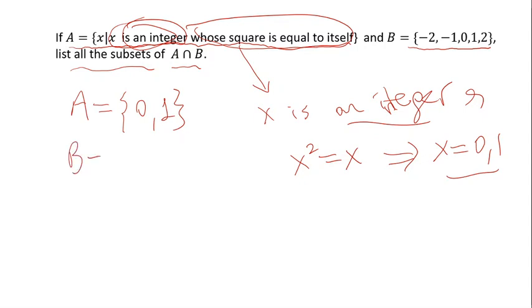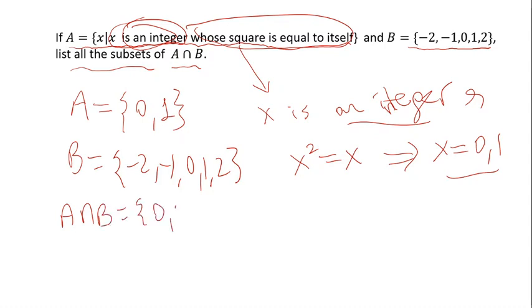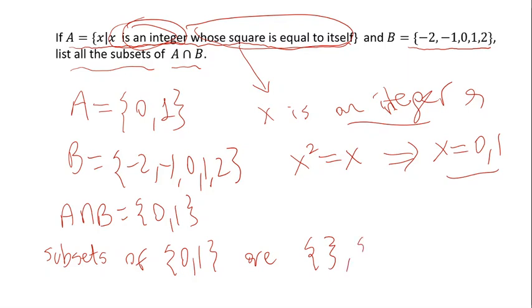Now when it goes to B, B is {-2, -1, 0, 1, 2}. So in this case, A intersection B is {0, 1}, and the subsets of A intersection B are the empty set, {0}, {1}, and {0, 1}.